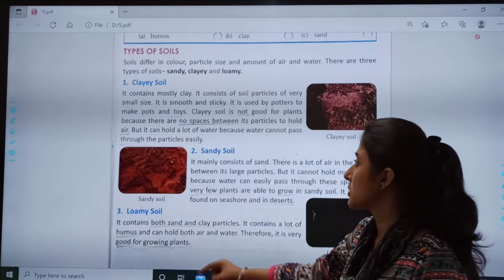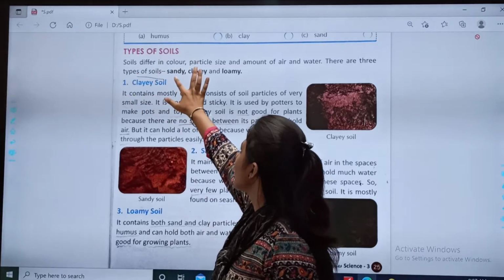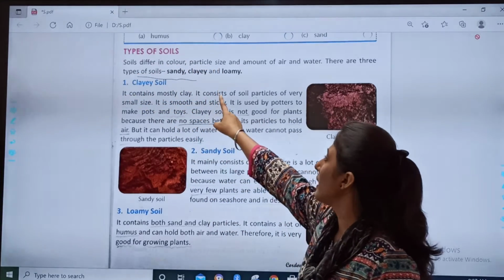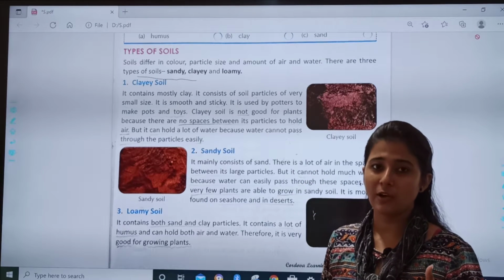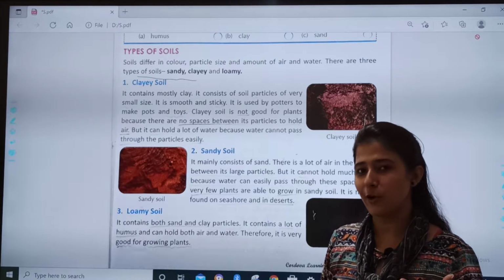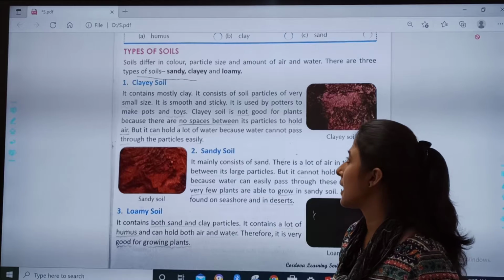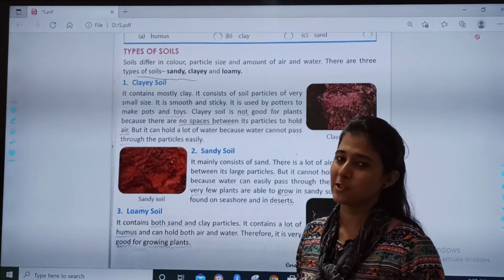Underline with me in your textbook. There are 3 types of soil: sandy soil, clay soil and loamy soil. So let us start with number 1, clay soil.